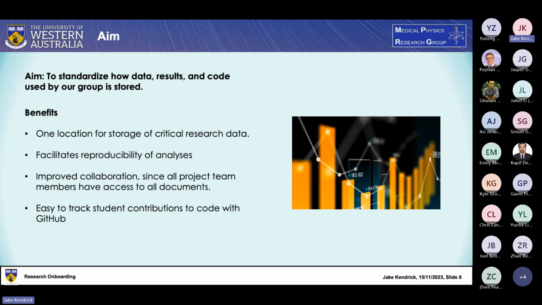So essentially the aim of these new processes is to standardize how data, results and code used by our group is stored. And the benefits that I foresee coming from this are that firstly, we have one location for the storage of critical research data. This is going to help us facilitate reproducibility of analysis, improved collaboration as well. This is one point that I would like to stress continuously throughout this presentation. We really want students and also staff members, when they have the time, of course, to be collaborating with each other, okay? This is going to help us improve our research outcomes.